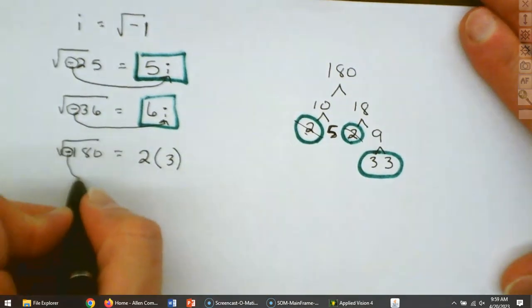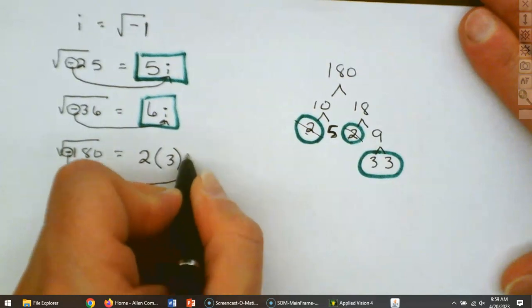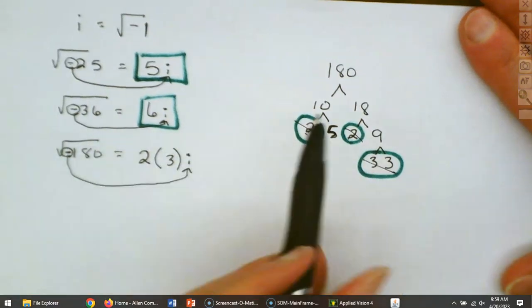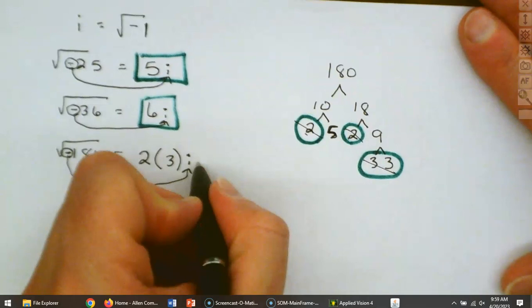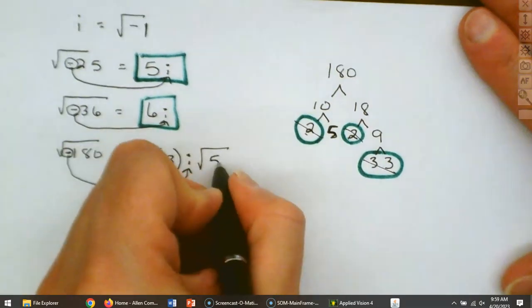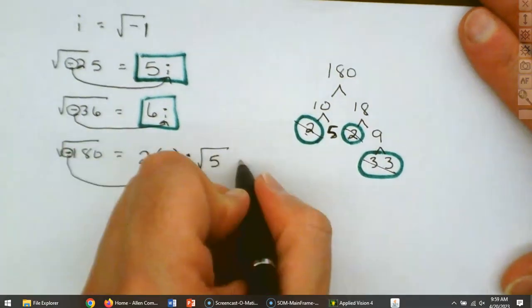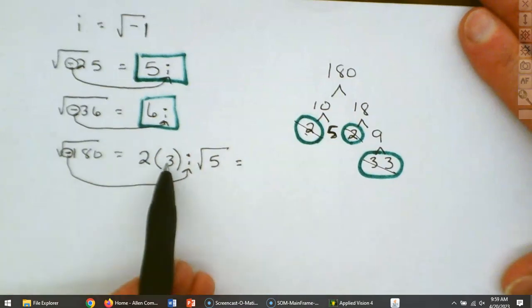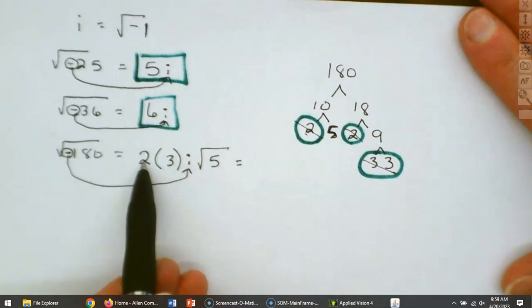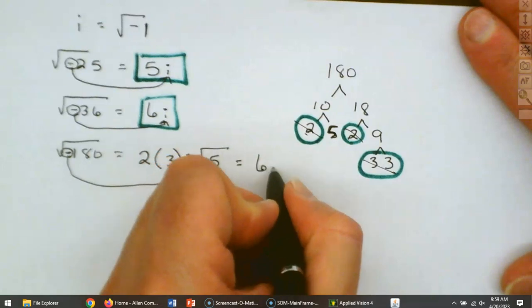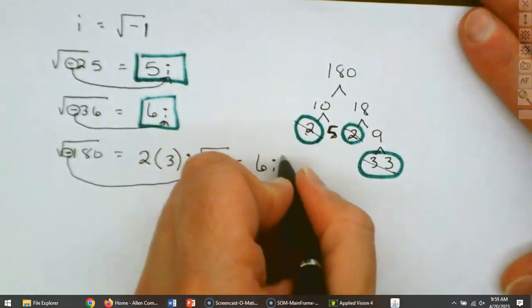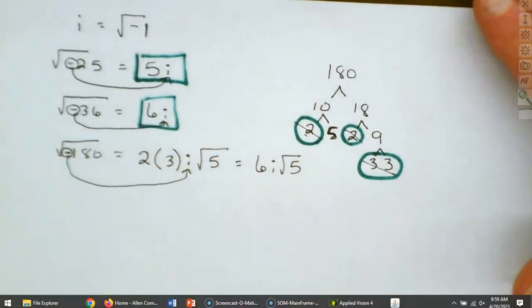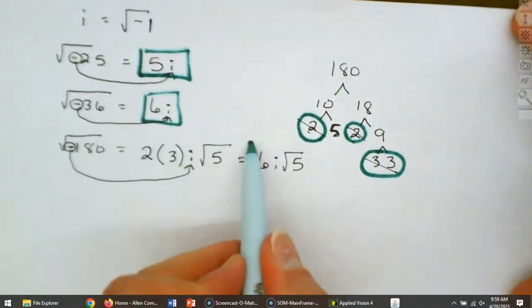The negative here brings an i out in front. And what's left over that doesn't have a pair? 5. So it's left underneath the square root. Now, how do we condense this down? We multiply in front. So 2 times 3 is a 6i. And what's left over? Square root of 5. And there's your answer right there.